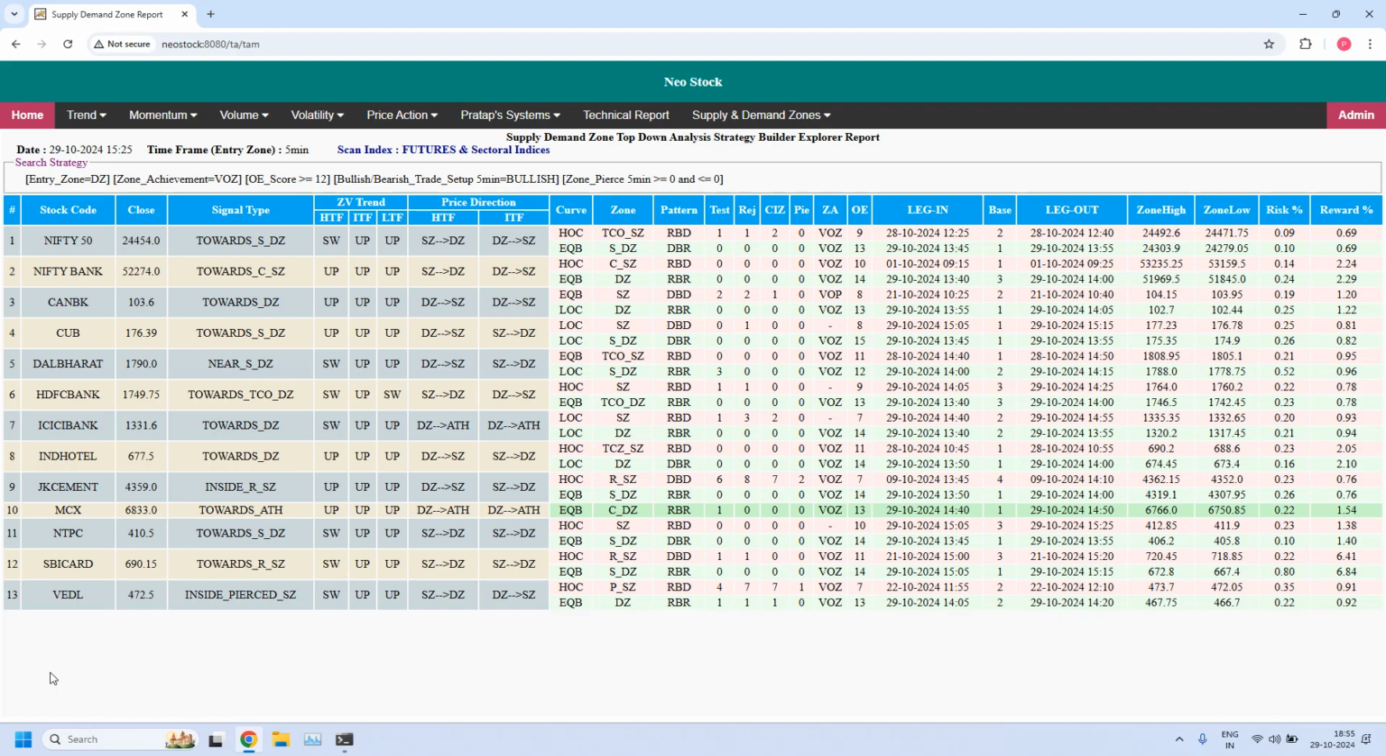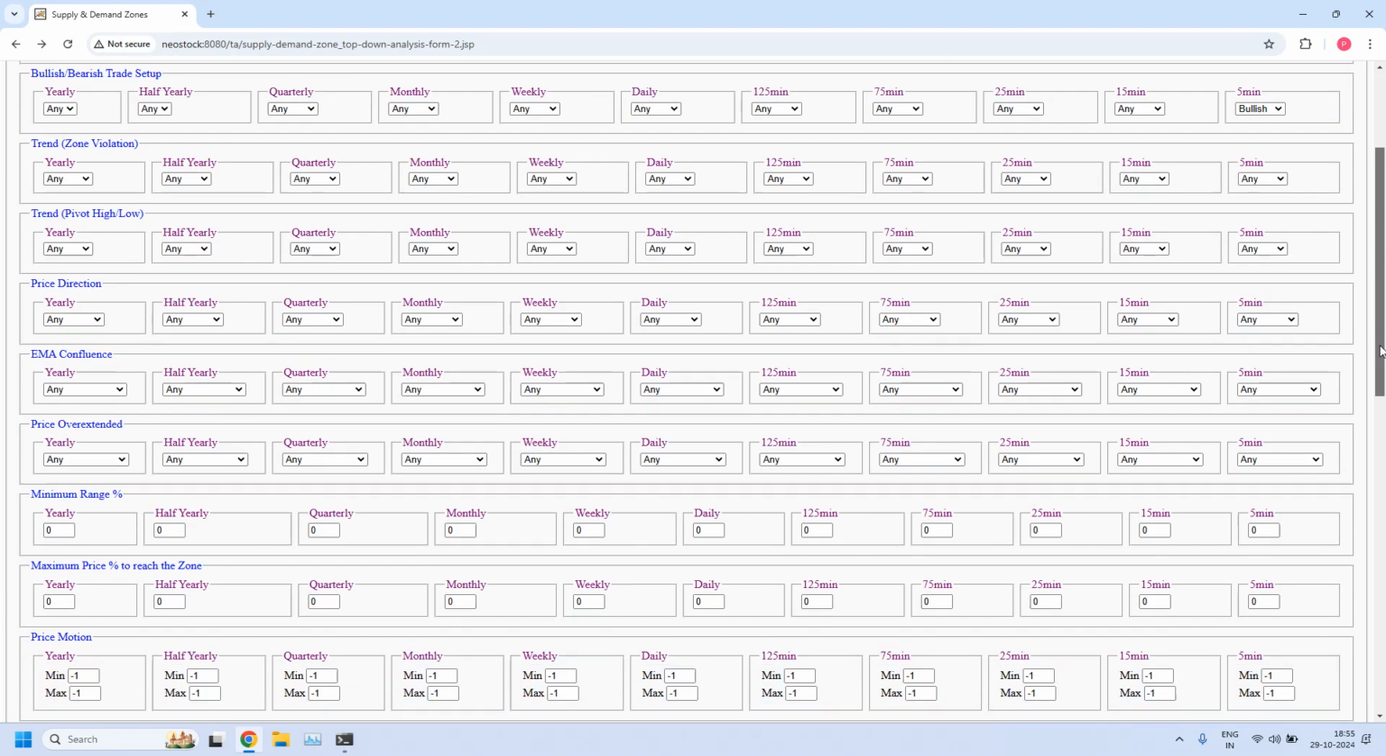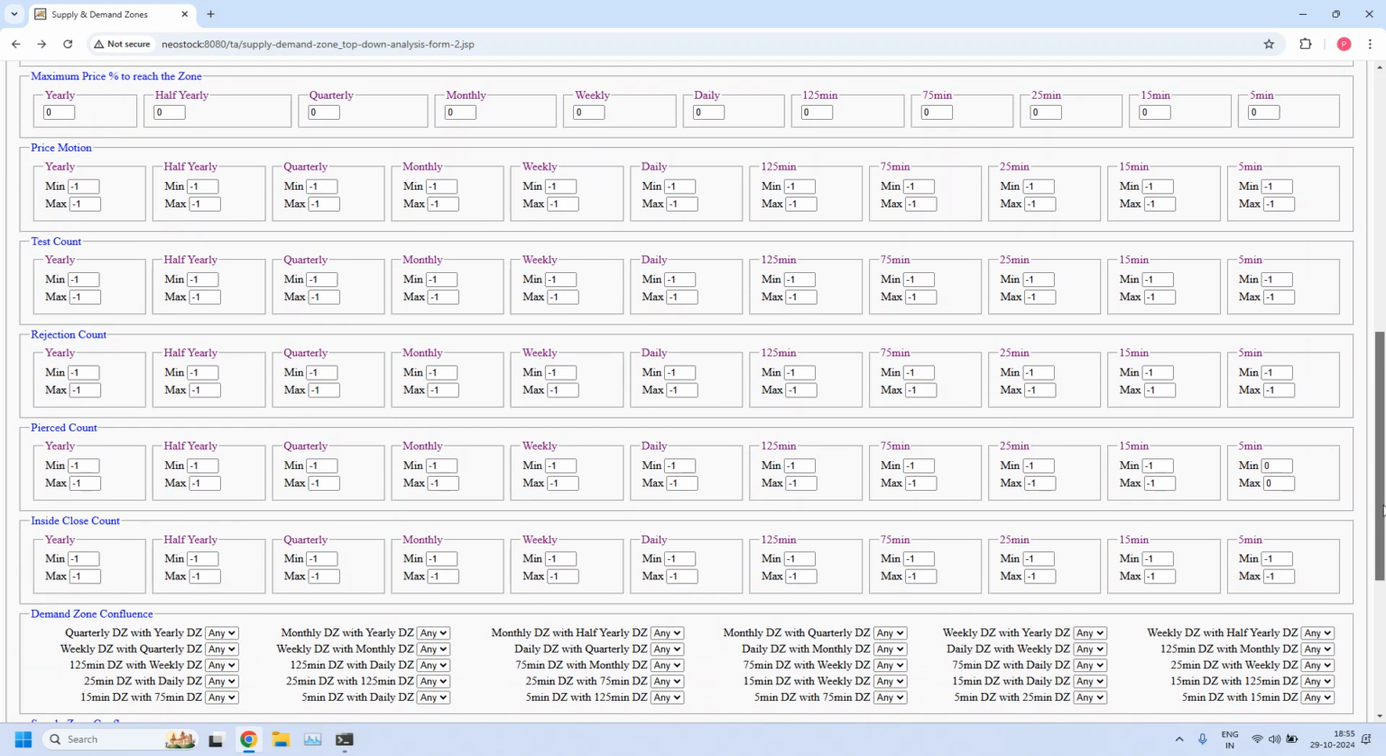bullish trade setup for hourly income trade. That is entry time frame 5 minutes, entry zone, demand zone. So all these 5 minutes demand zones are entry zones. And out of these 13, there could be high probability supported stocks available. So let's verify. First combination LTF and ITF demand zone confluence. That is 5 minutes demand zone with 15 minutes demand zone confluence. I am enabling the filter.